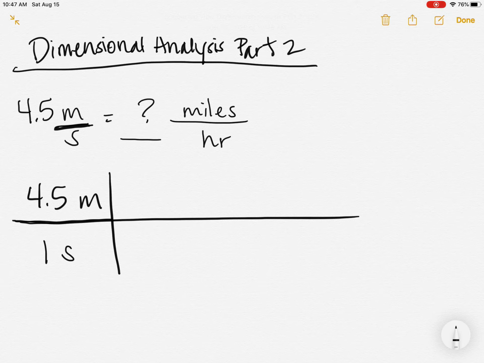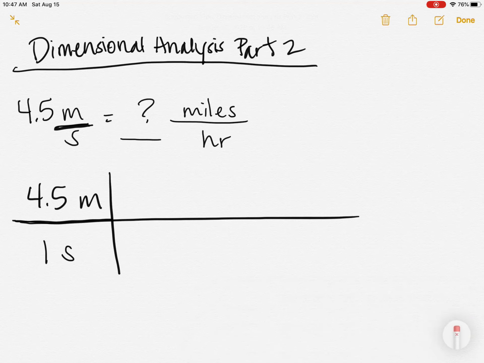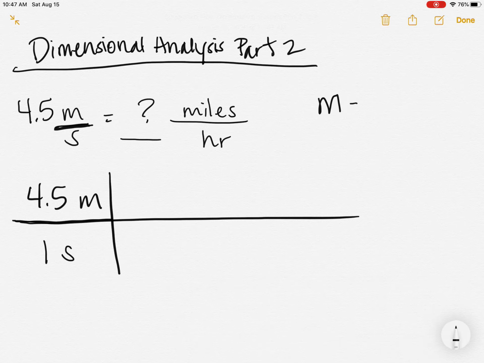In this case, I'm going to treat this like 2 separate problems. I need to convert meters to miles, and then I need to convert seconds to hours. Because if I can successfully convert the meters to miles and the seconds to hours, then I'll have miles per hour, which is what I want.